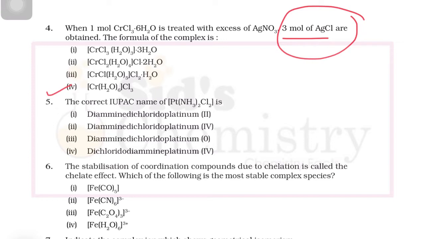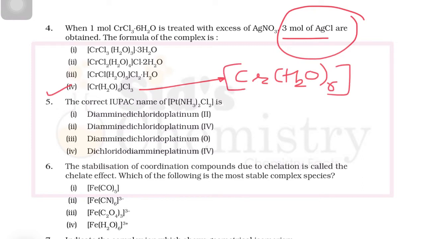You can see that this particular complex can form 2 ions, and the ions are [Cr(H2O)6] 3 plus and 3 Cl minus. These 3 Cl minus will be available to react with the AgNO3 to form 3 mole of AgCl, and therefore the correct answer is option number 4. In the other options, the availability of Cl minus ion is not sufficient to form 3 mole of AgCl.